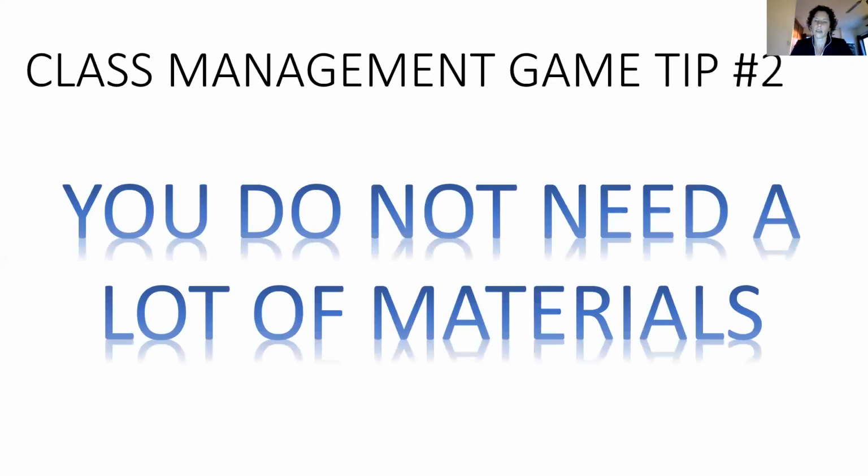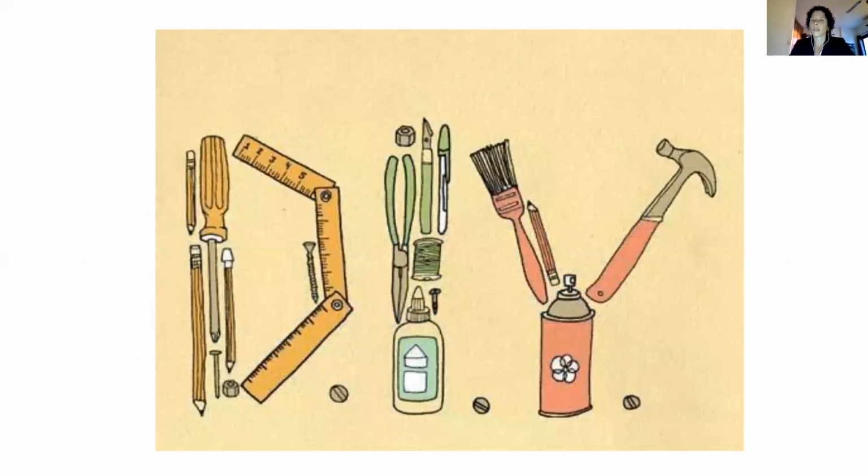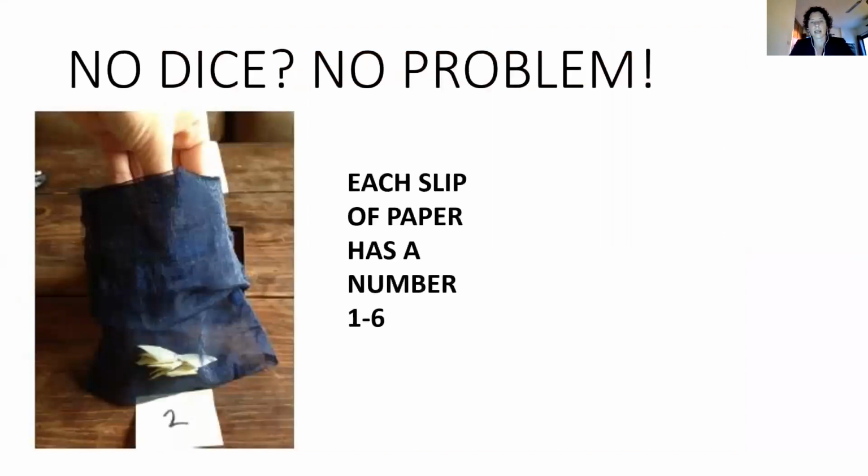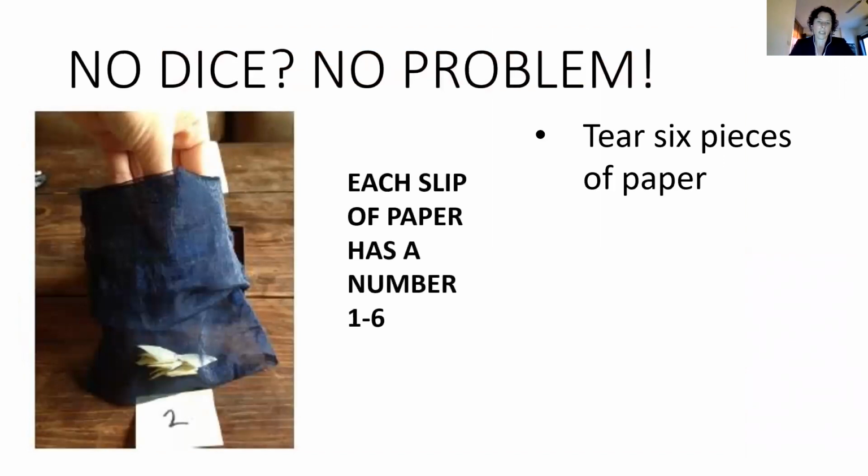And related to that, you also have to think about materials. But I want to emphasize that you don't need a lot of materials. So that's where the do-it-yourself comes in, DIY. If you don't have dice, for example, it's not a problem. There's a lot of alternatives to dice. For example, you can just put slips of paper in a little bag, with each slip of paper having a number 1 through 6.